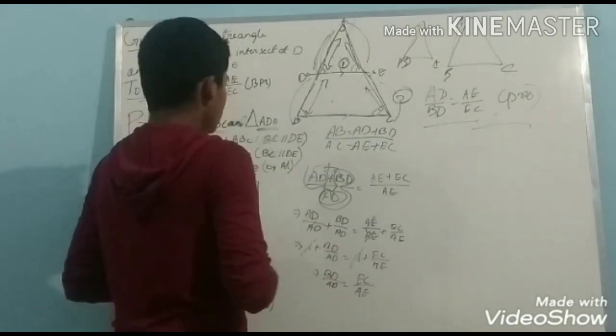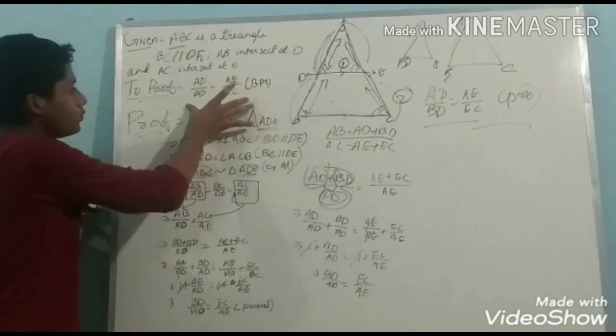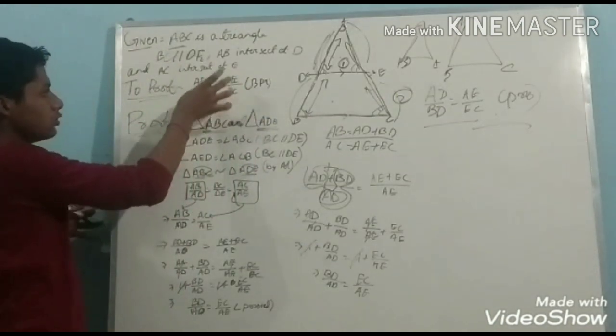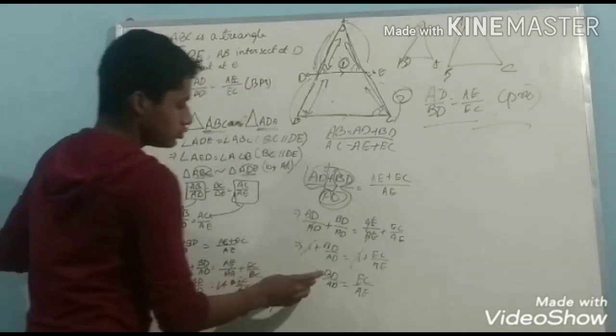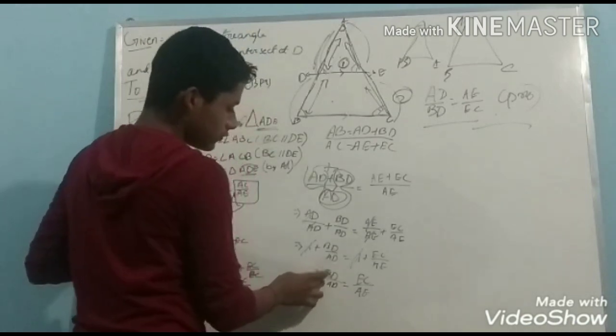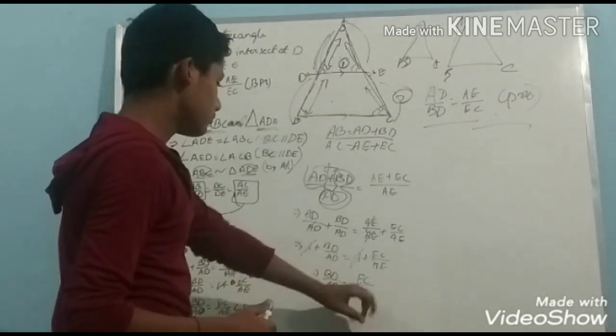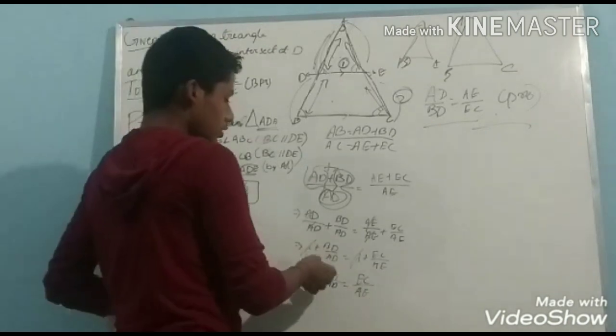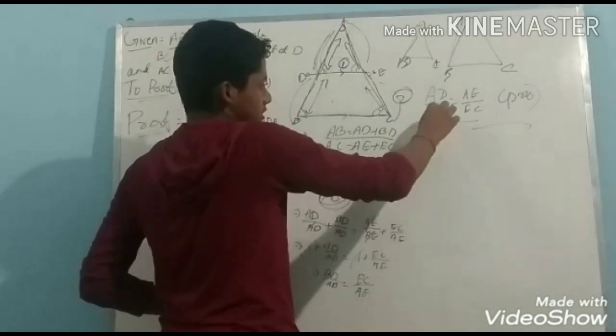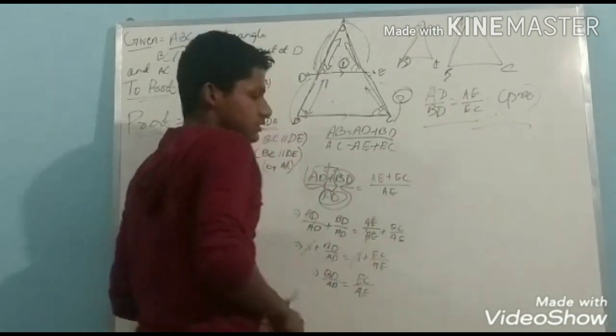So now what is asked to prove is that AD by BD is equal to AE by EC. As you have got this equation, now you take the reciprocal, interchanging. AD by BD is equal to AE by EC.